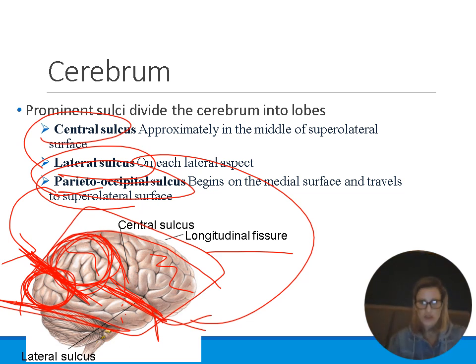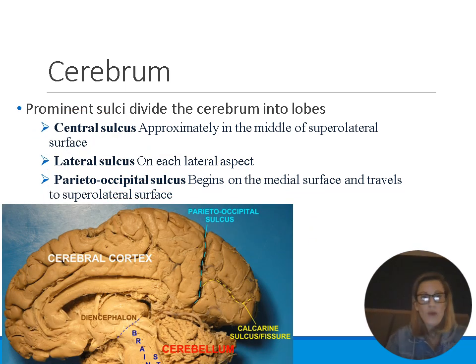So I have another picture, you guys, on my PowerPoint. It's just one slide, but I've separated the slide so that we can see the picture bigger on the next slide. So we can't really see this parieto-occipital sulcus from the outside of the brain. However, when we look at the medial surface of the brain, we're able to see that parieto-occipital sulcus.